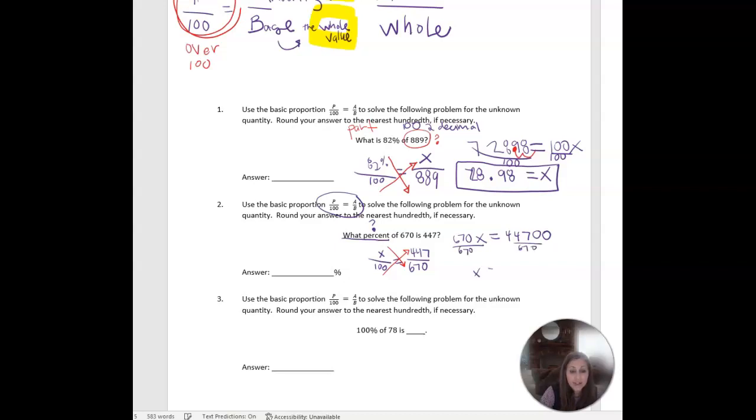And remember, our answer is going to be a percent. Now it says round to the nearest hundredth if necessary. So let's put this in our calculator. 447 divided by 670. Oh, wow, this is a good one. Okay, this does have to be rounded. And if you look at what you get in your calculator, you get 66.716417, and so on.